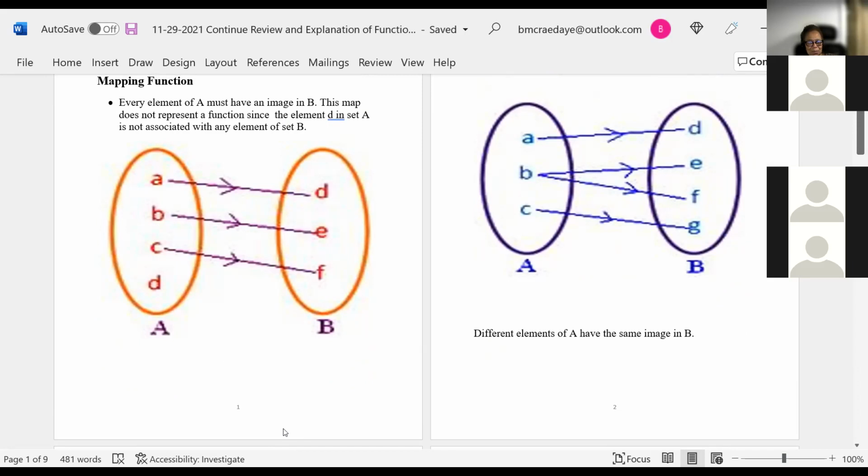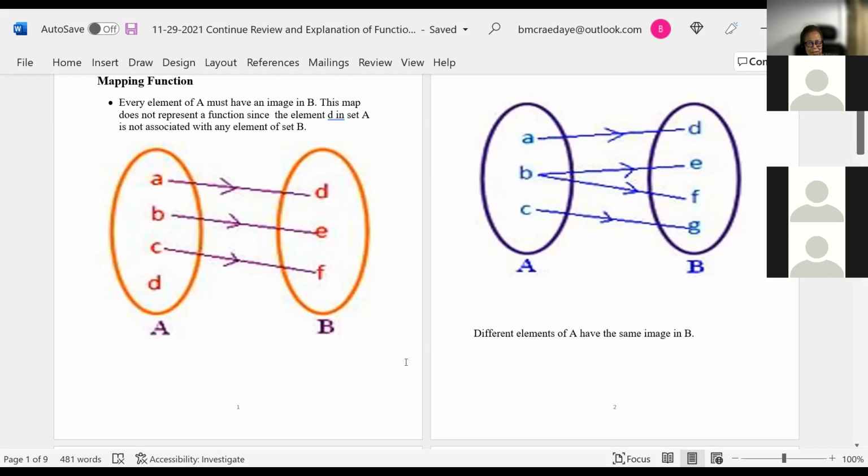So the A is the input and the B is the output. That's right. So if we make it an element, A must be an image of B. So A is connected to D, and B is connected to E, and C is connected to F. But D is by itself, so it's not really a function.